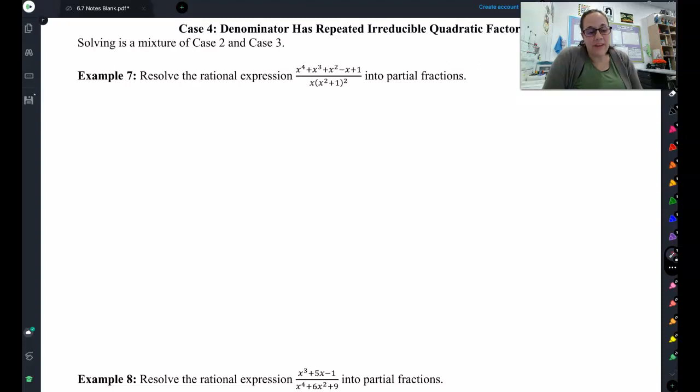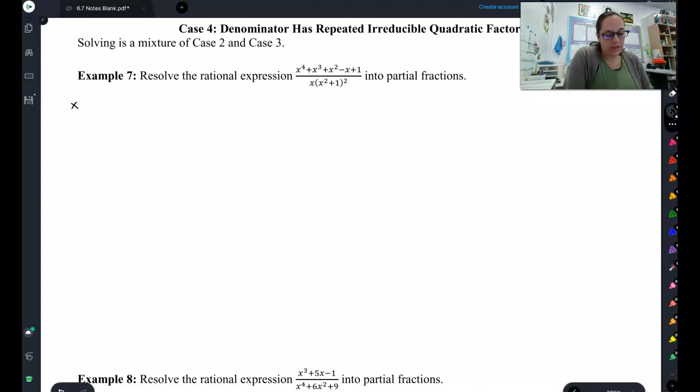Last examples of the day. Now, you'll notice in this example, we're starting to put all of our cases together. I have a regular factor, I have an irreducible quadratic, and that irreducible quadratic is squared. It's repeated. So let's talk about, first off, this denominator is already factored, so I can skip step 1. But let's talk about the more important step of how do I split this up.